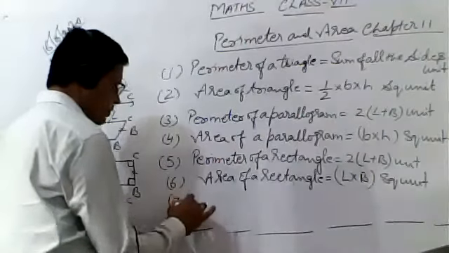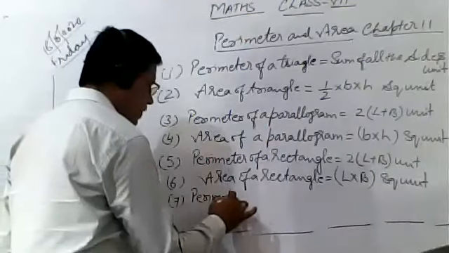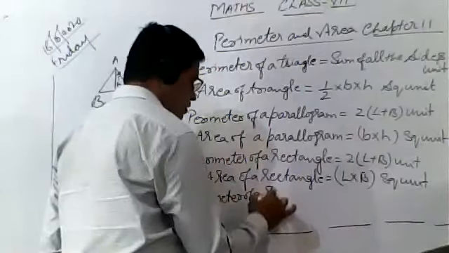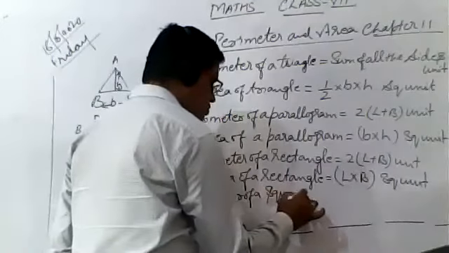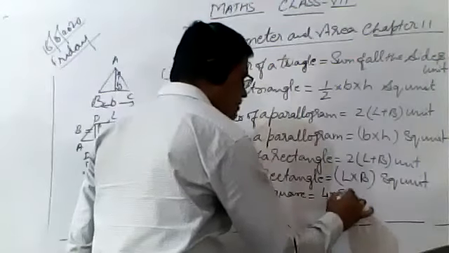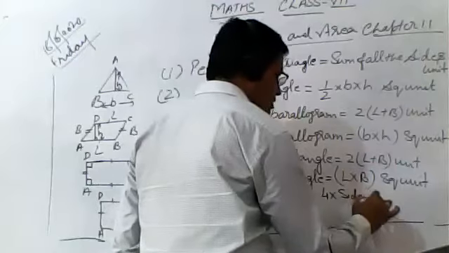Seventh, perimeter of a square is equal to 4 into side, because all the sides are equal. 4 into side, and unit always comes as unit.